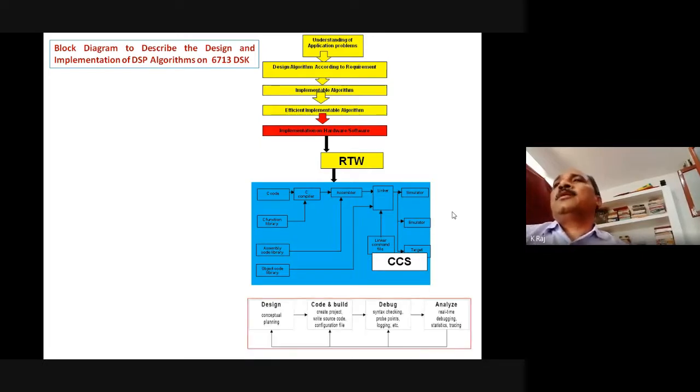Here the steps that will be used in order to describe the programming are the design. First, we will design the algorithm, that is, the conceptual planning will be developed, and then coding and building will take place, where we have to create the project and write the source code, and the configuration of the file will take place, and then debugging takes place for syntax checking, etc. And then analyze, that is, real-time debugging is required, and if there is any need of modification, then naturally we will move to the previous steps.